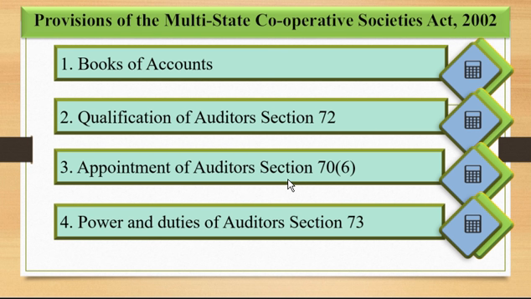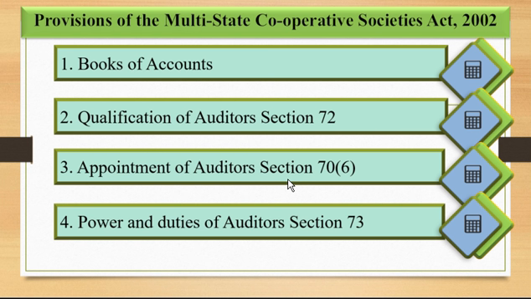For example, first is books of accounts. In that, as per Multi-State Cooperative Societies Rule 2002, every multi-state cooperative society shall keep books of account with respect to all sums of money received and expended and matters in respect of which the receipt and expenditure take place, all sales and purchases of goods, the assets and liabilities.